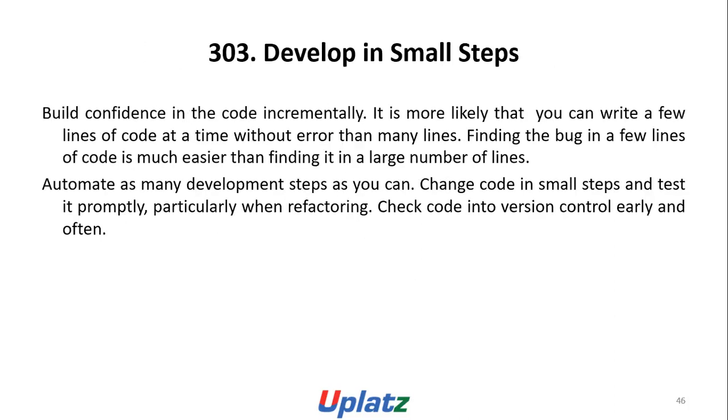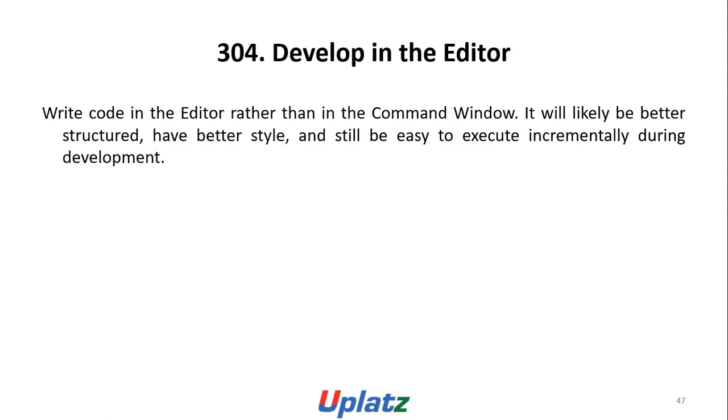Develop in small steps. Build confidence in the code incrementally. It is more likely that you can write a few lines of code at a time without error than many lines. Finding the bug in a few lines of code is much easier than finding it in a large number of lines. Automate as many development steps as you can. Change code in small steps and test it promptly, particularly in refactoring. Check code into version control early and often.